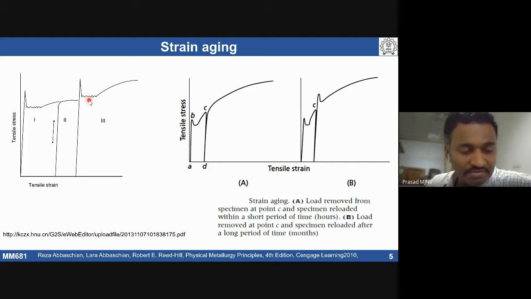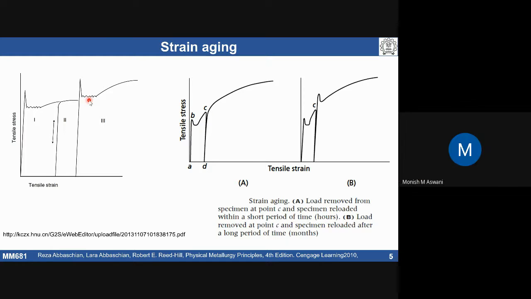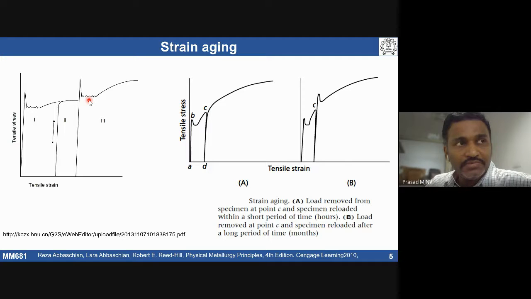Is it clear? The concepts behind this strain aging phenomenon. Sir, I still didn't get the effect of time. The effect of time, you hold it for some time. What happened during deformation?